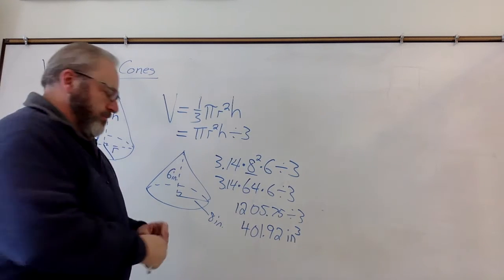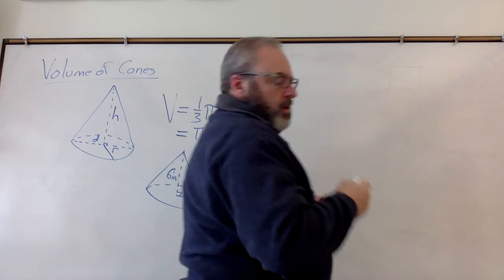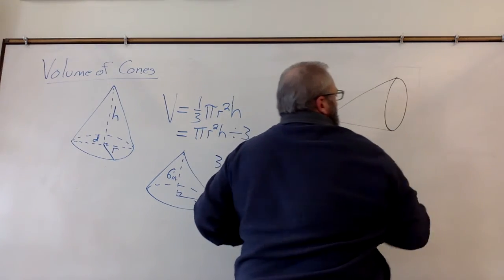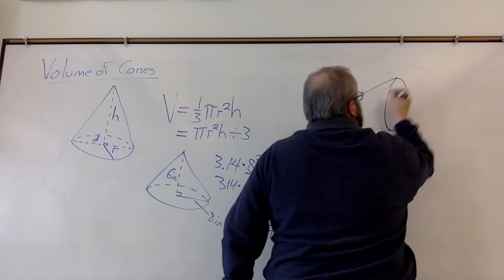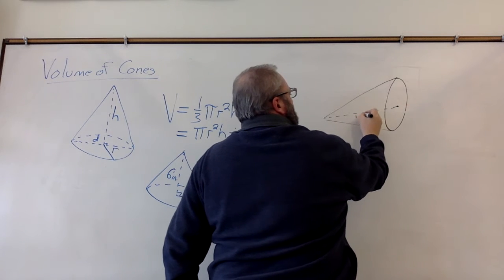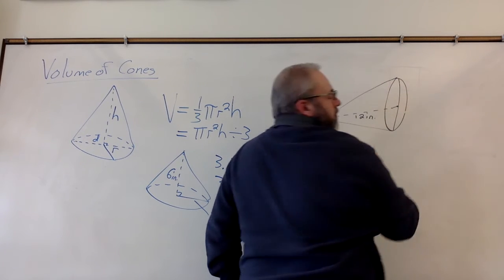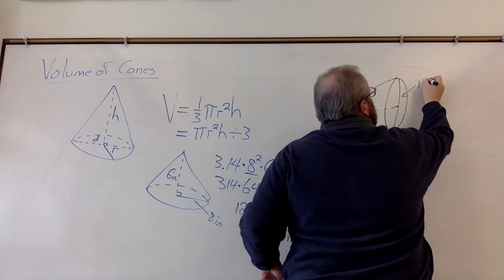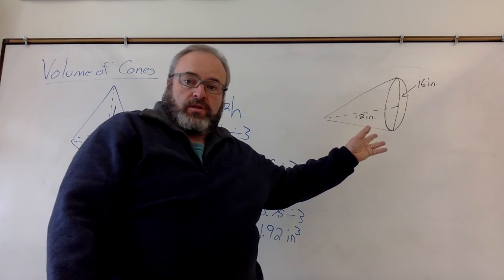Let's look at one more example. Okay, if this cone's on its side, don't let that throw you off. And the height of the cone, go right to the center here, is 12 inches. And the distance all the way across the bottom of the cone, or the round part of the cone, the circle, is 16 inches.